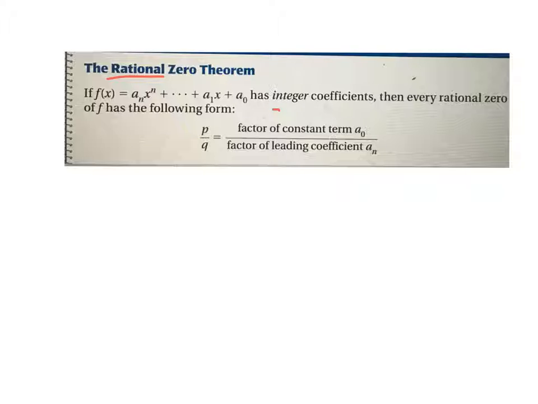Basically, the way you find rational zeros is by listing possible ones. Remember, every rational zero has the following form. These are the possibilities of what would be zeros of this function. You take the factors of the constant term, which is always the last term, over the factors of the leading coefficient, which is the first term. So the factors of the last term over the factors of the leading coefficient, and that's your possibilities.